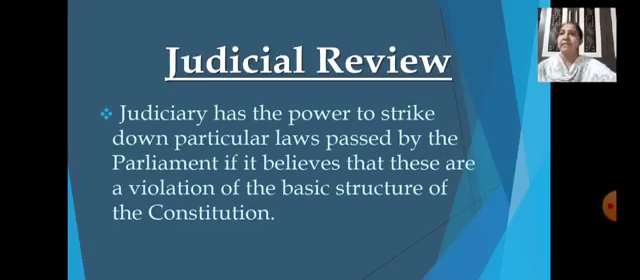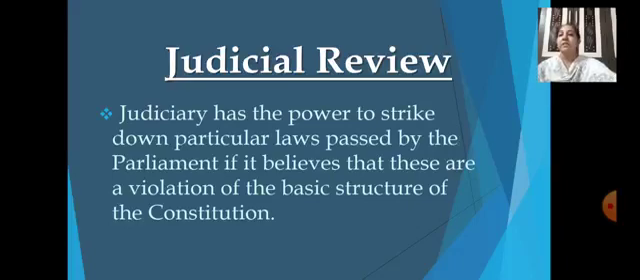Now what is the meaning of this? Let's understand that. See, as the final interpreter of the constitution, the judiciary has the power to strike down particular laws passed by the parliament if judiciary believes that these are a violation of the basic structure of the constitution. Children, try to understand. It's very simple. Again, judicial review means what? Like already the law has been passed, right? But then the review is done of that same law again.